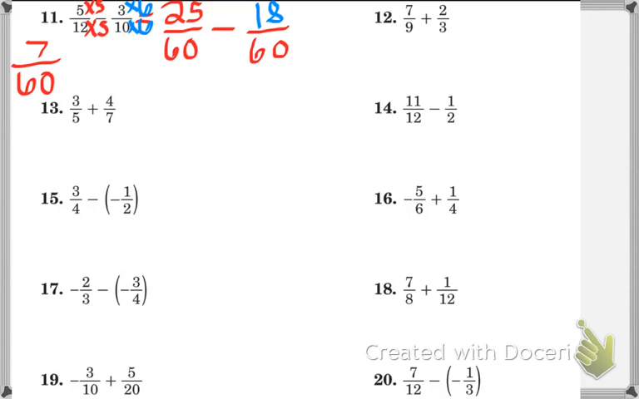Unfortunately, 7 is a prime number. Nothing goes into 7, and 7 does not go into 60. Therefore, you're done. That's your final answer for number 11. That is your fully simplified answer, 7 over 60.